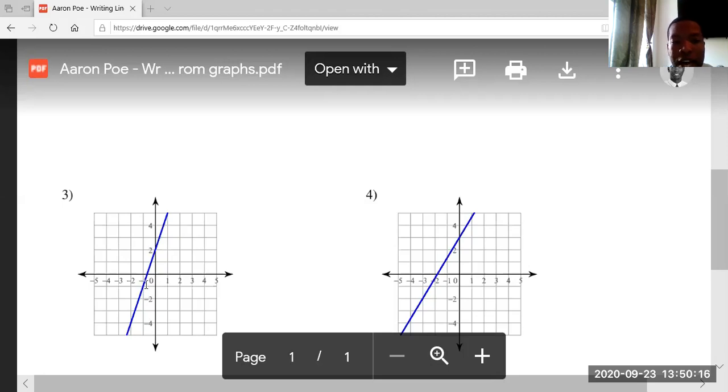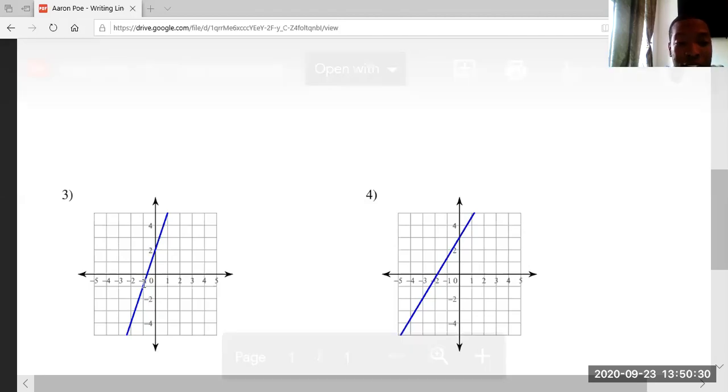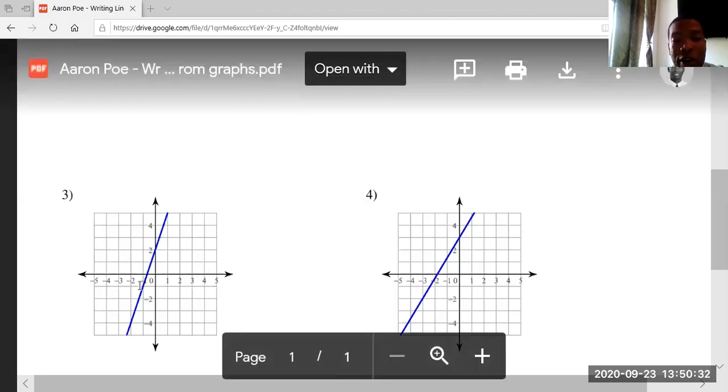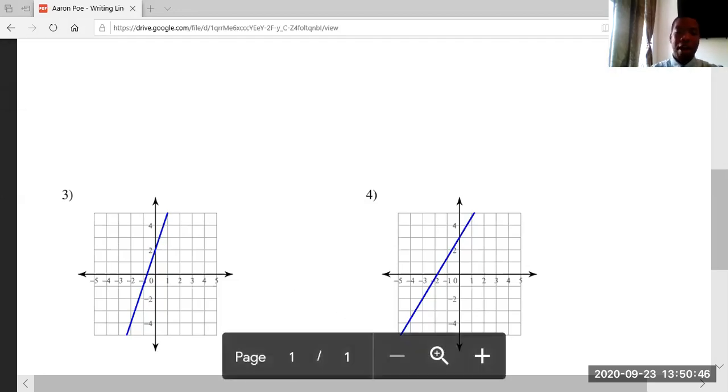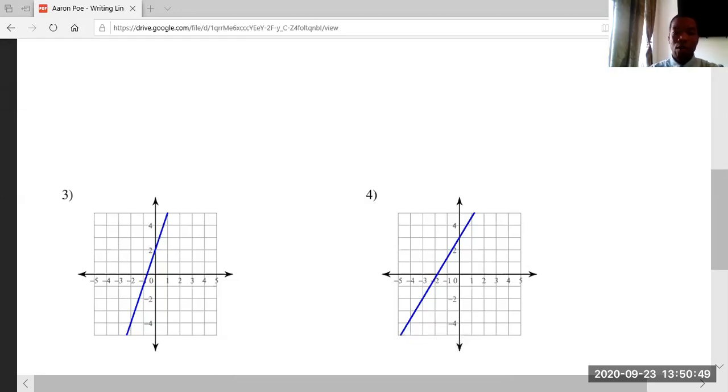I'm taking the part of the line where it goes across a crossing of the grid. I'm not going to take a random spot inside here, because how am I going to track that? I have to get a part that has a cross there as well and go from here to wherever the next one is. So I go up 3, 1, 2, 3 grids, and over 1 to get 3 over 1. So my m is equal to 3 over 1.